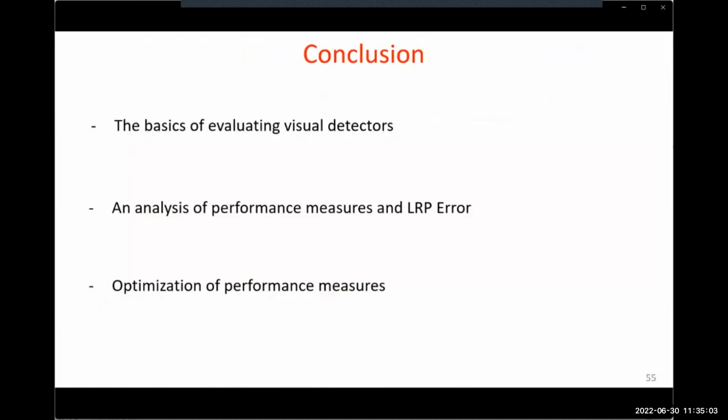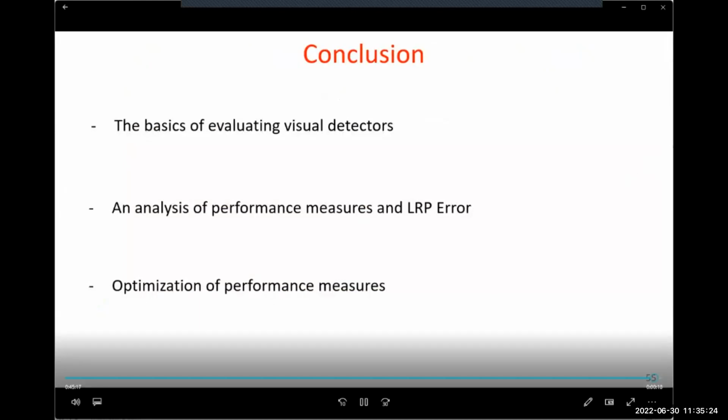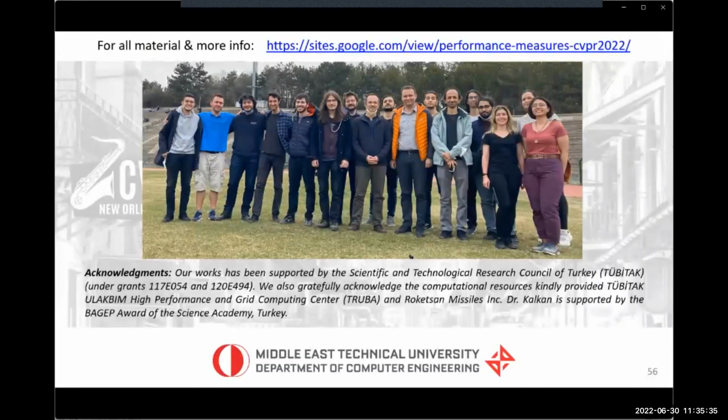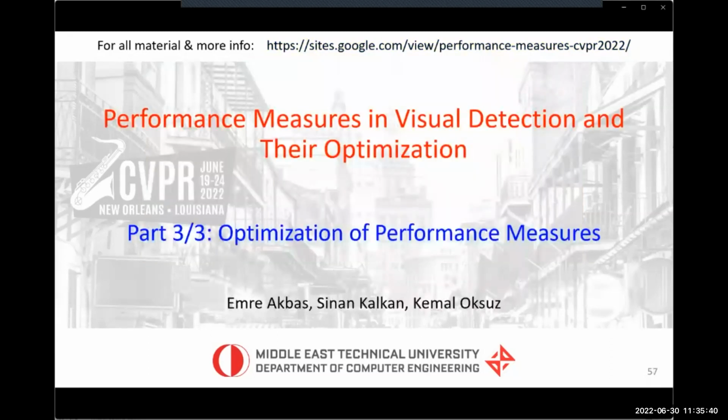In this tutorial, we first discussed the basic ways of evaluating visual detectors, then presented an analysis of performance measures, and explained why LRP error has advantages over the existing ones. And finally, in this part, we aim to delve into how the gap between the training and evaluation can be reduced by introducing identity update and its applications to optimize average precision loss and LRP-based loss functions. We sincerely thank all the institutions that contribute to this tutorial. Thanks for your time.